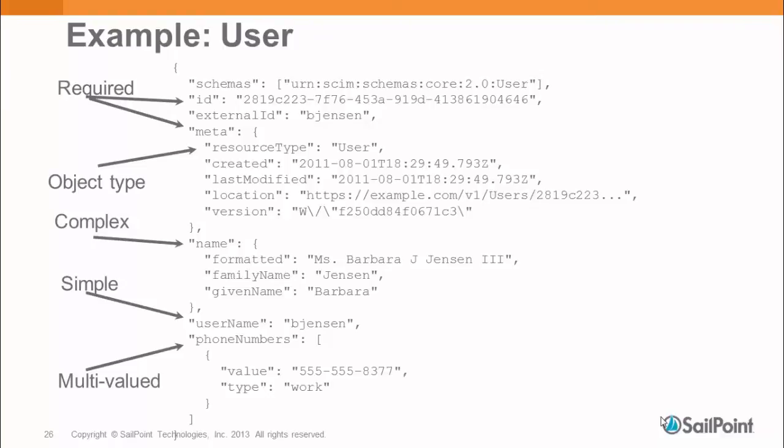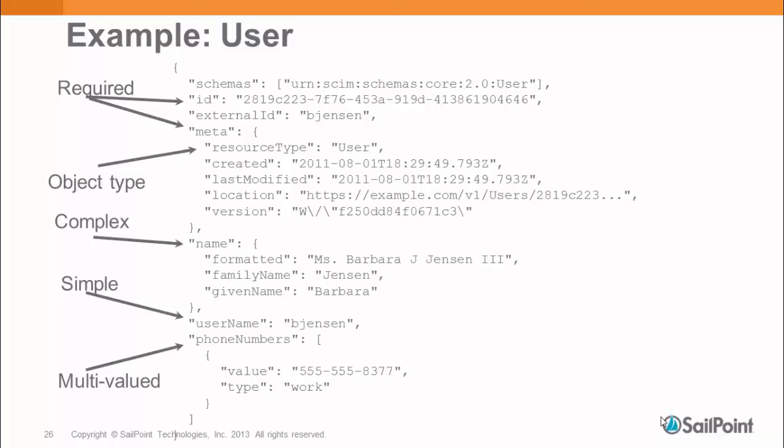All right, so down to the nuts and bolts here. Here's an example of a user. This is a little bit richer than the Barbara Jensen that we showed before. Up at the very top, you have a schemas element, and that declares what schemas are supported or are being used in this JSON document. This particular one is just using the SCIM core user schema. So it's using attributes just from the SCIM core user schema, no extensions.